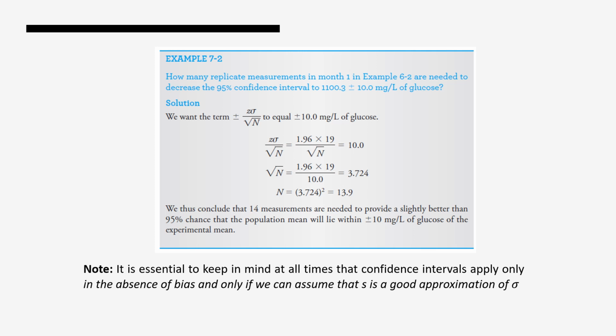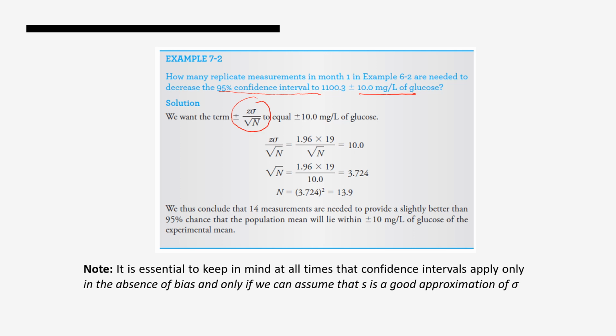Now, this one is another example for a confidence interval. How many replicate measurements in month 1 are needed to decrease the 95% confidence interval to 1100.3, positive, negative, 10 milligram per liter of glucose? So this one asks for our replicate measurements. Take note, in our confidence interval, we have this: positive, negative, relative frequency times the population standard deviation over the square root of the number of measurements.